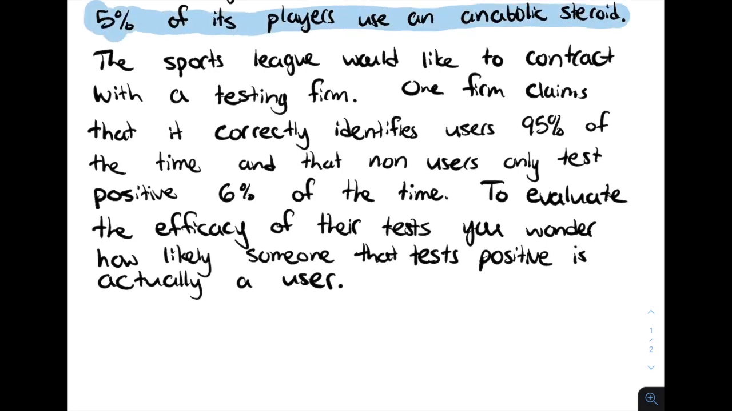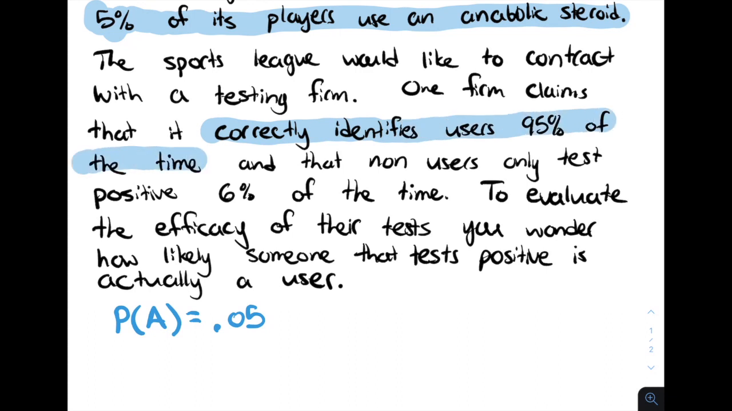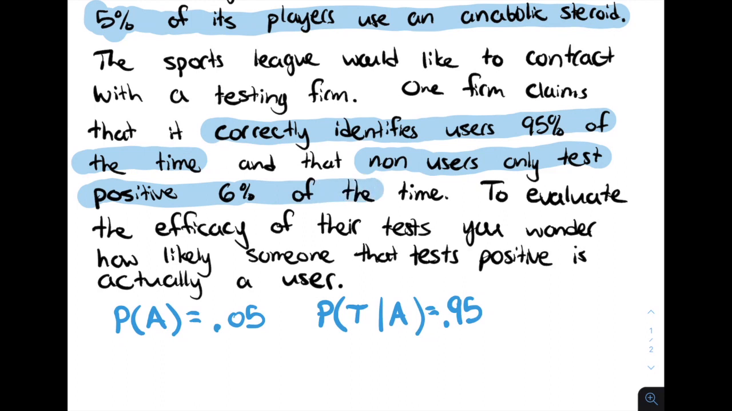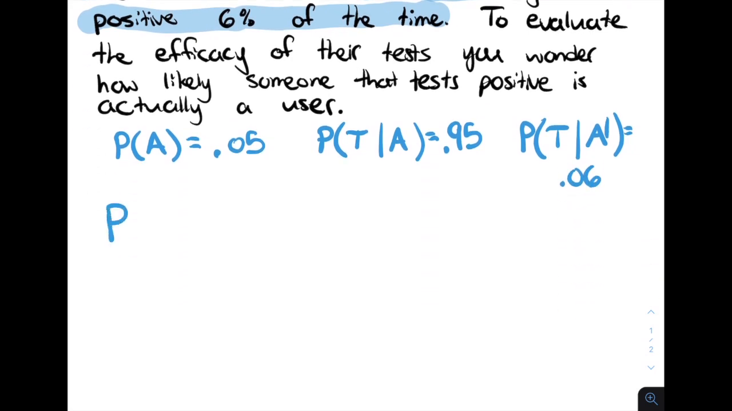5% of its players use an anabolic steroid, so the probability of being a user, A, is 0.05. Knowing that the test correctly identifies users 95% of the time tells us that the probability of testing positive, given that you are a user, is 0.95. Lastly, knowing that non-users only test positive 6% of the time tells us that the probability of a non-user testing positive is 0.06.